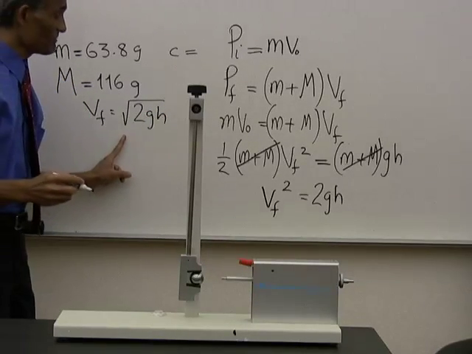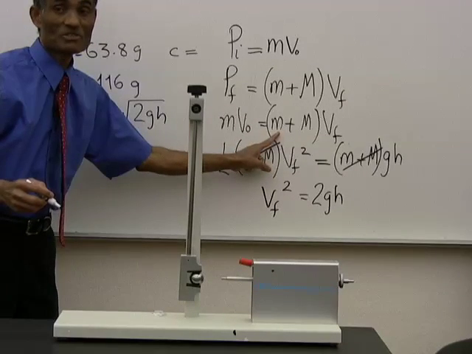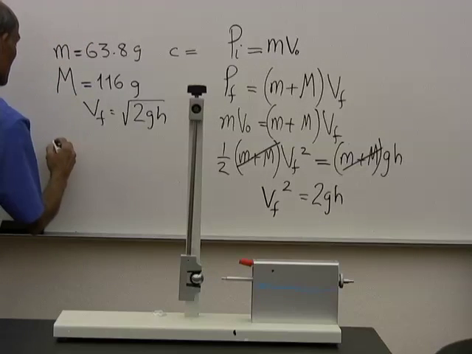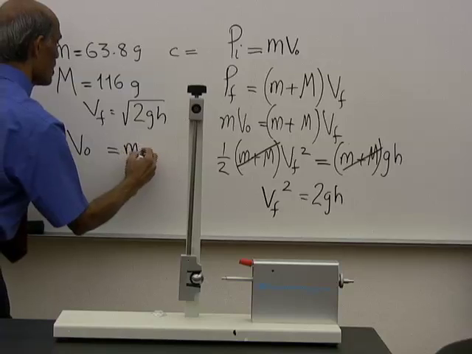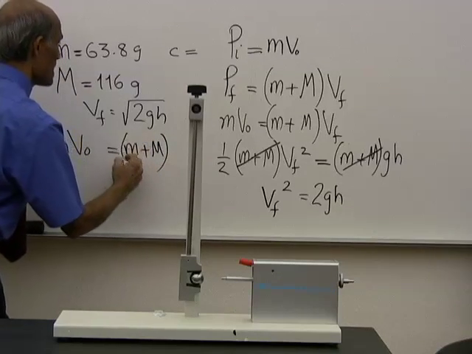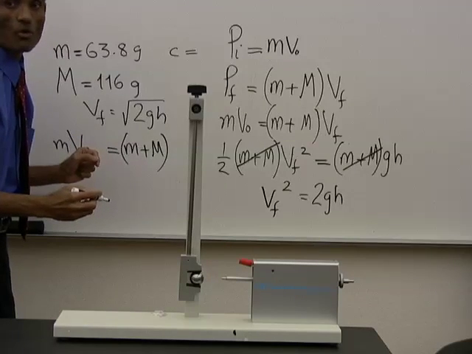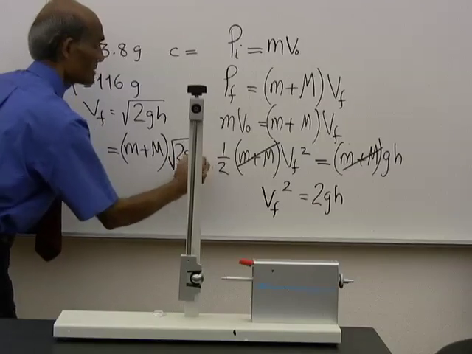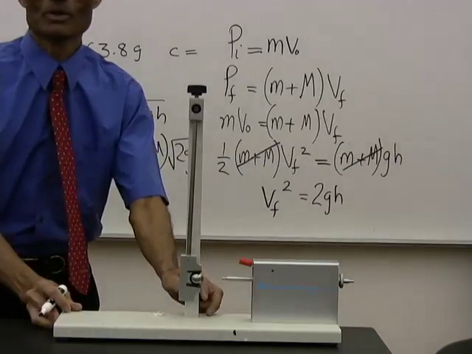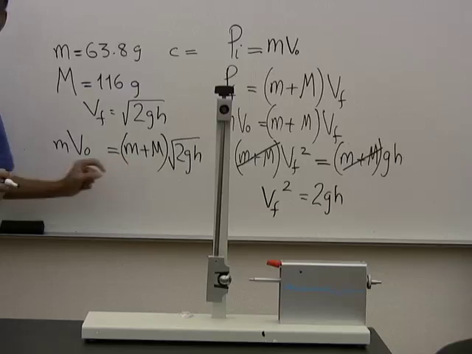If you now take this value of Vf over to the momentum equation, let's do that. We will say m times v0 equal to small m plus big M times Vf, and Vf is going to be replaced by square root of 2gh. There you are. Now, that is the equation that connects V0 to everything else.